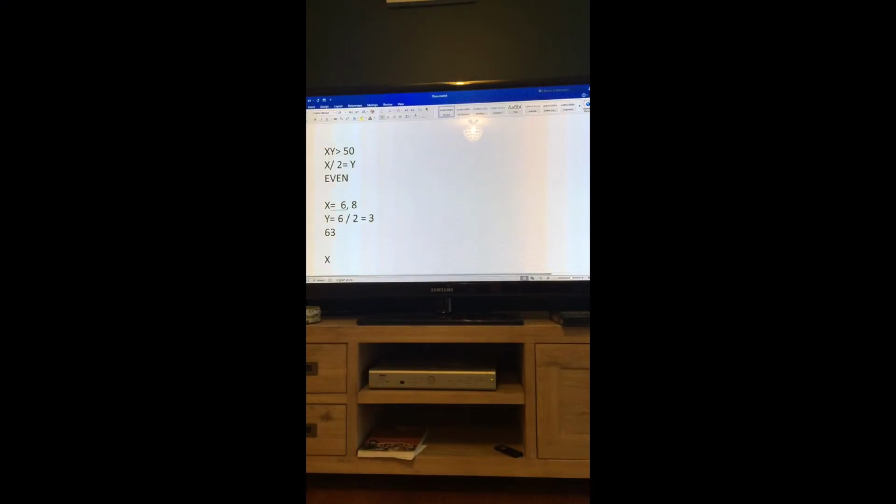Therefore, that leaves us with one digit left, x being 8. So y equals 8 divided by 2, which gives us a number of 4. So therefore, x is 8 and y is 4, gives us a number of 84. This number would be correct as it is an even number.